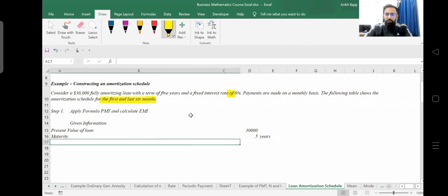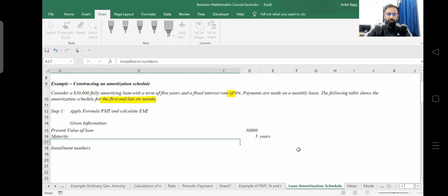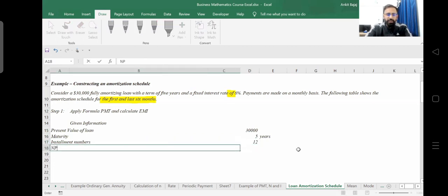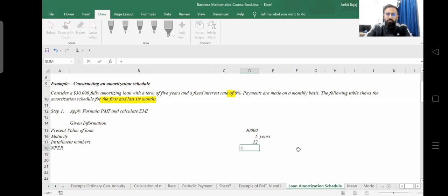Now, if I talk about how you will be repaying the loan, you have to repay on a monthly basis, right? So how many installments will you be paying? The number of installments per year is 12, right? Now, if I ask you to calculate NPER, NPER is going to be 5 years into 12 months. So I will multiply 5 into 12 and NPER is 60 installments you have to pay.